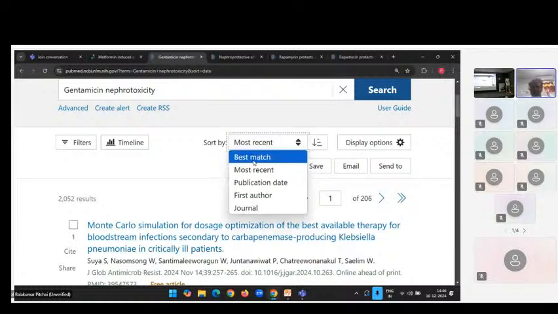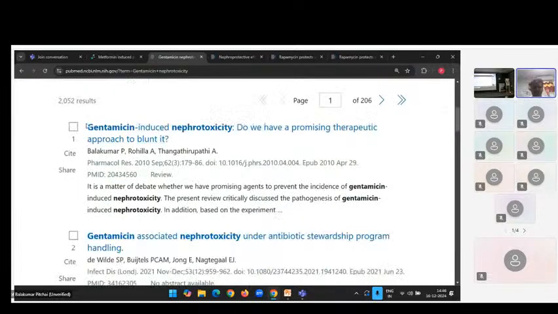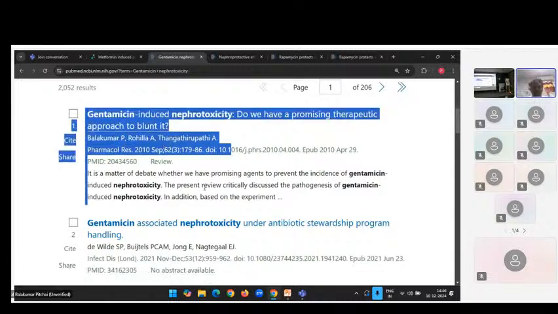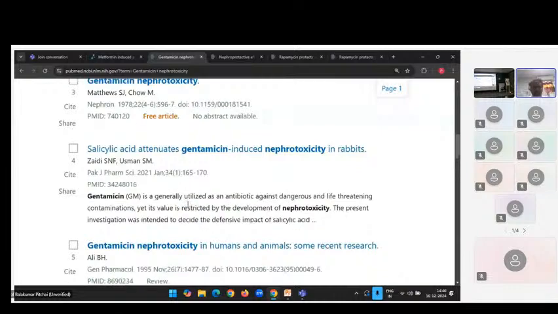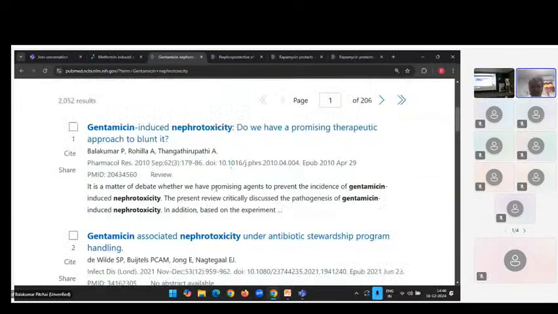If you choose best match, then it will go to the best match articles. For example, see 2010. My own article is coming, I don't know why: Balakumar P, Rohilla, Thangathirupathi. These are all best match articles, available according to citation. This article was cited around 400 times, that's why it comes first.